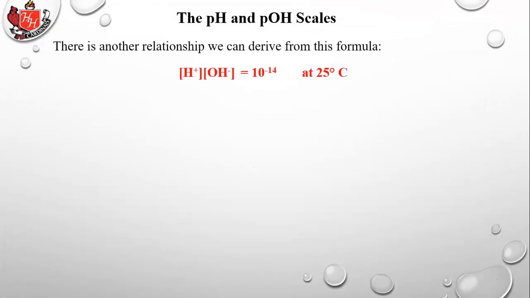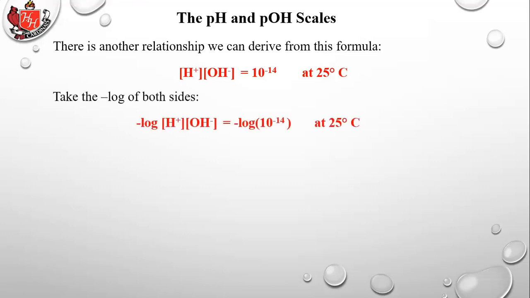Okay, there's another relationship we can derive from this formula, and that is simply that the hydronium ion concentration times the hydroxide ion concentration equals 10 to the minus 14th at 25 degrees. We always assume in acid bases we're working at 25 degrees unless told otherwise. That's basically room temperature.